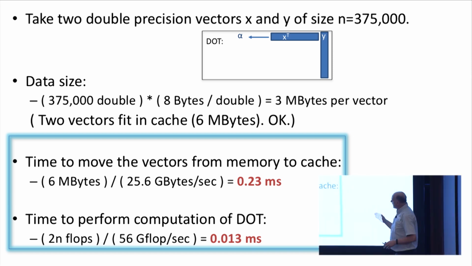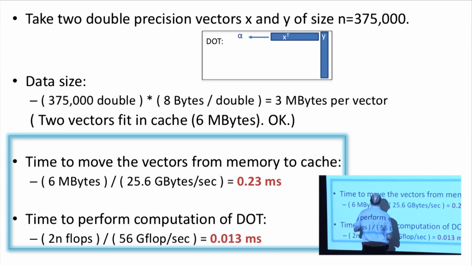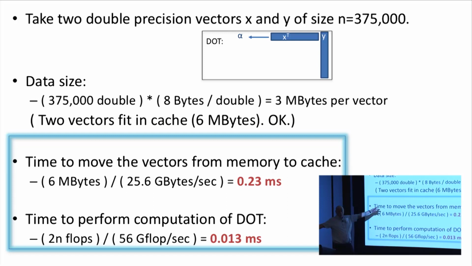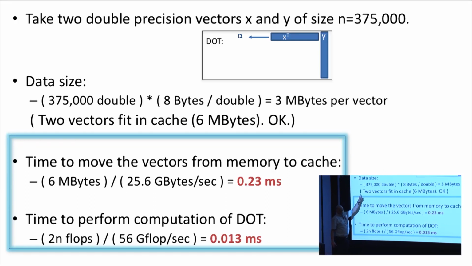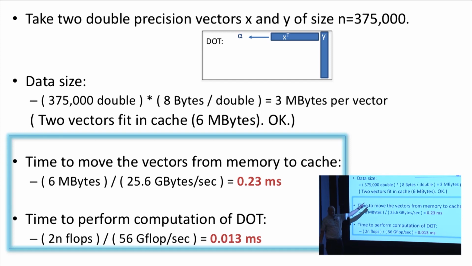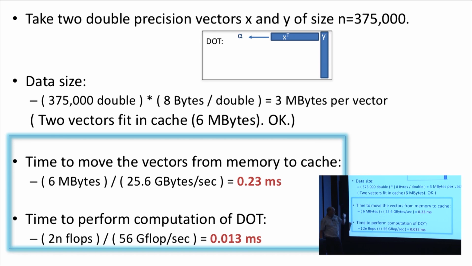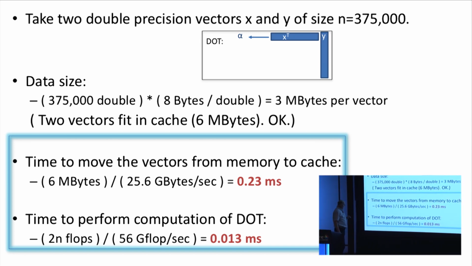So in this experiment, I'm going to do a dot product, and for the data, I'm going to take two vectors of size 375,000, so very long vectors, multiplying them together. So the data is of size 375,000 times 8 bytes. We have double precision. So that says 3 megabytes per vector. That's the vector length. So the two vectors will fit into cache. So that was satisfying my goal.